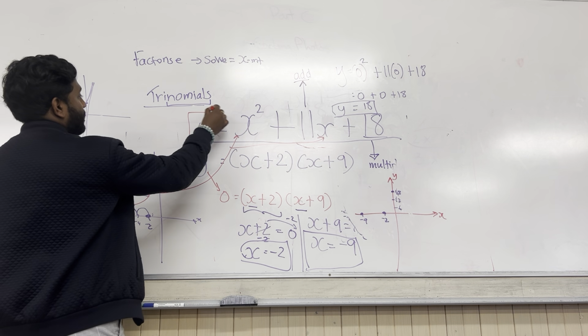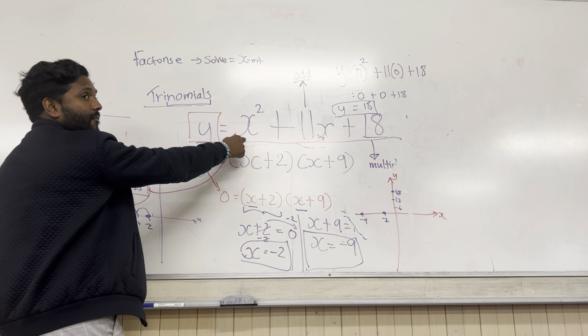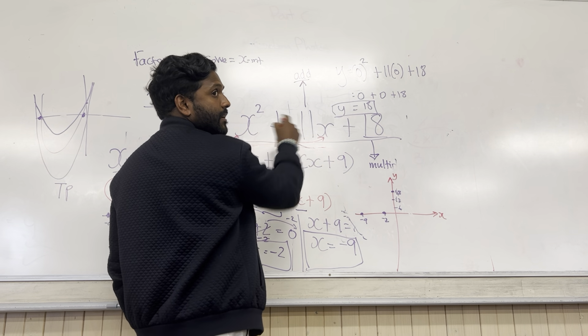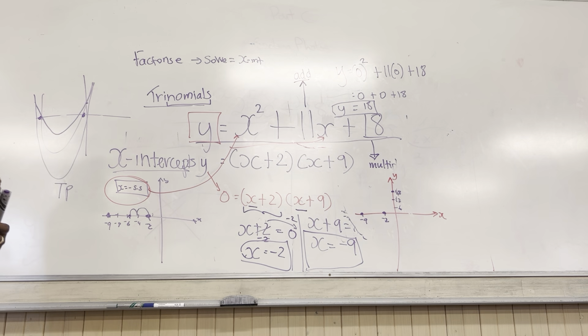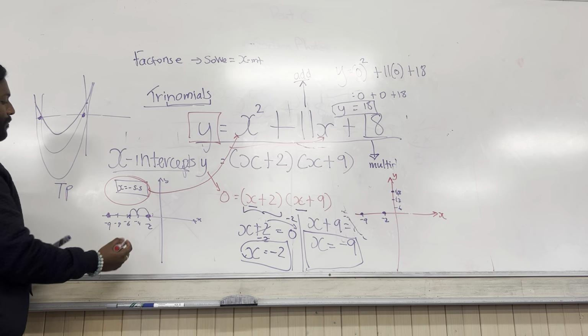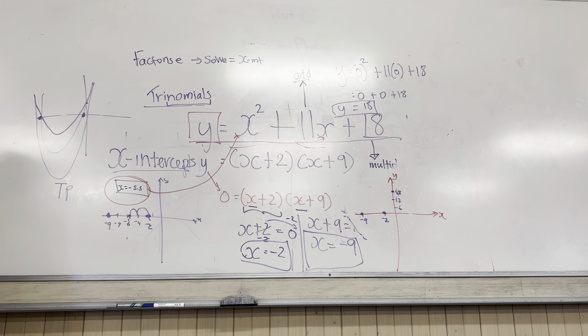Y is equal to negative 5.5 squared plus 11 times negative 5.5 plus 18. And then you're left with a y value. That's how you do that question. You get your x value, which is your halfway point, and you substitute that into the equation. That's how you find your turning point.